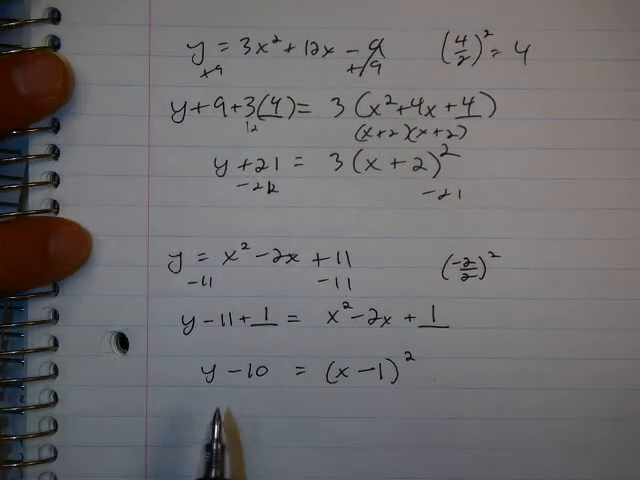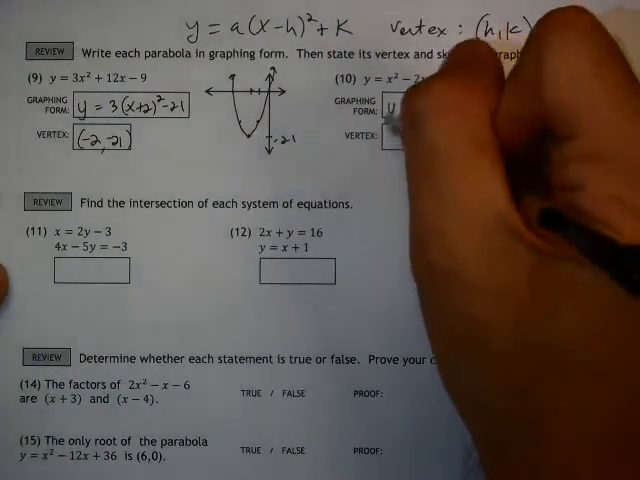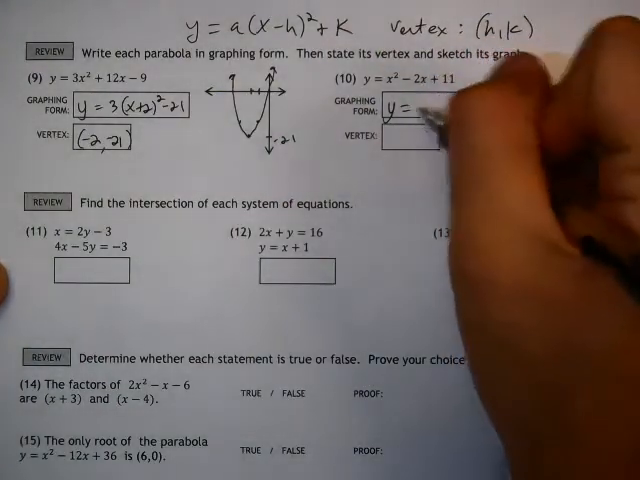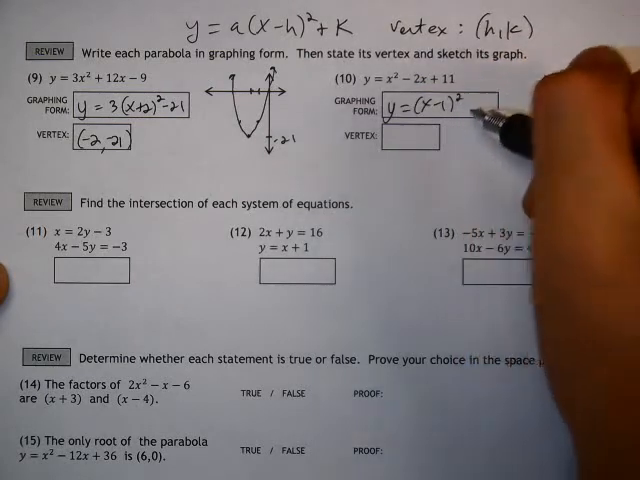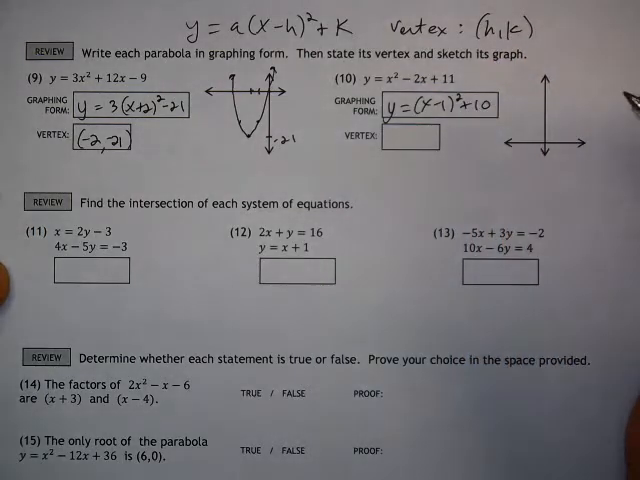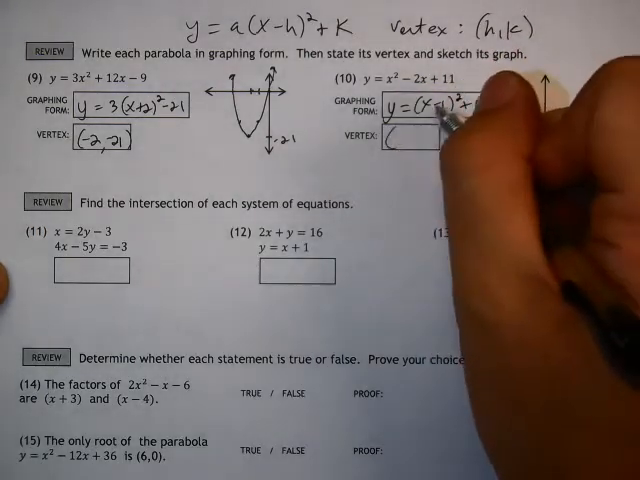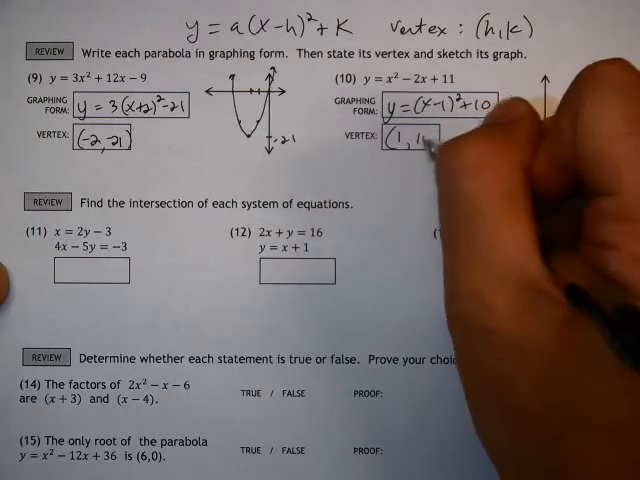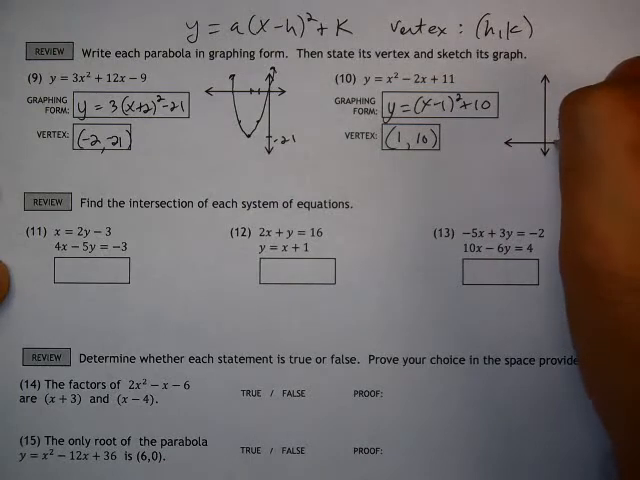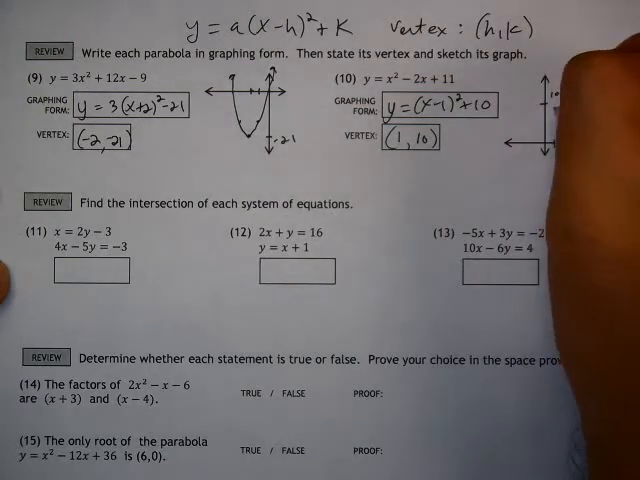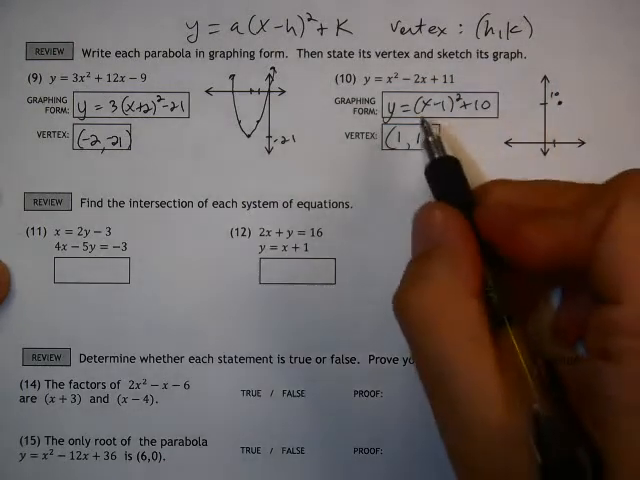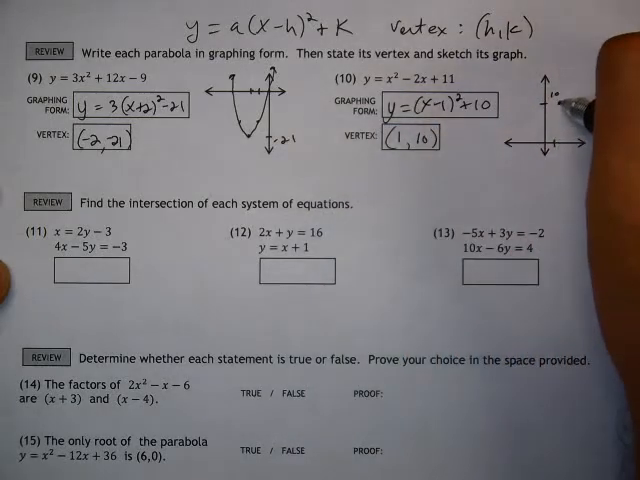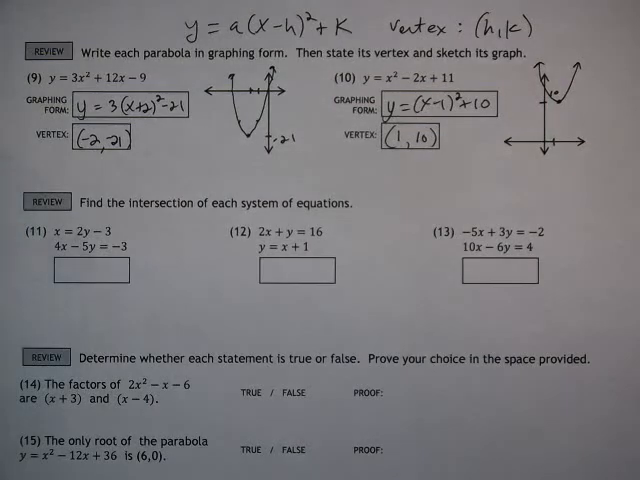And again, I just have to move the minus 10 over. So now my equation in graphing form is y equals the quantity x minus 1 squared plus 10. So my vertex is now the opposite of that, minus 1, so positive 1. That 10 does not change signs, positive 10. So I'm right 1, up here at 10. And it's positive, so this is pointing upwards. So I can just do a quick sketch like that. And there, 9 and 10 are done.